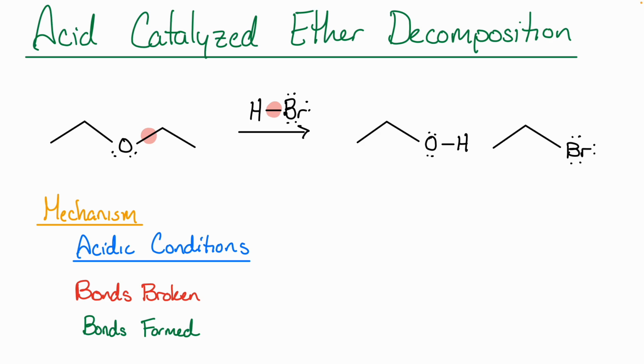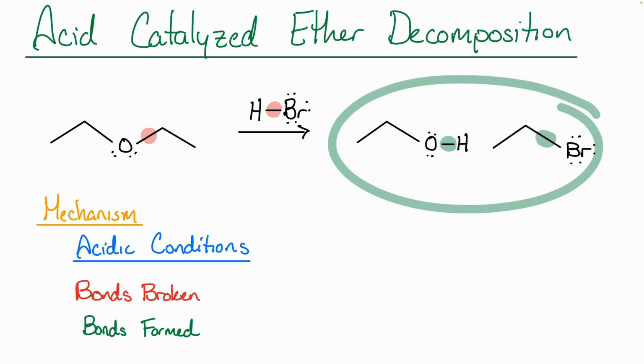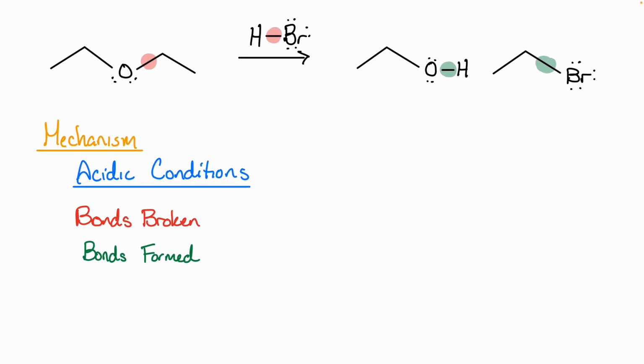And what bonds are we forming? We've got that new oxygen-hydrogen bond, and what other new bond? Carbon and bromine, right? So this is what our mechanism is going to have to do: break those bonds and create these new bonds over here. Okay?